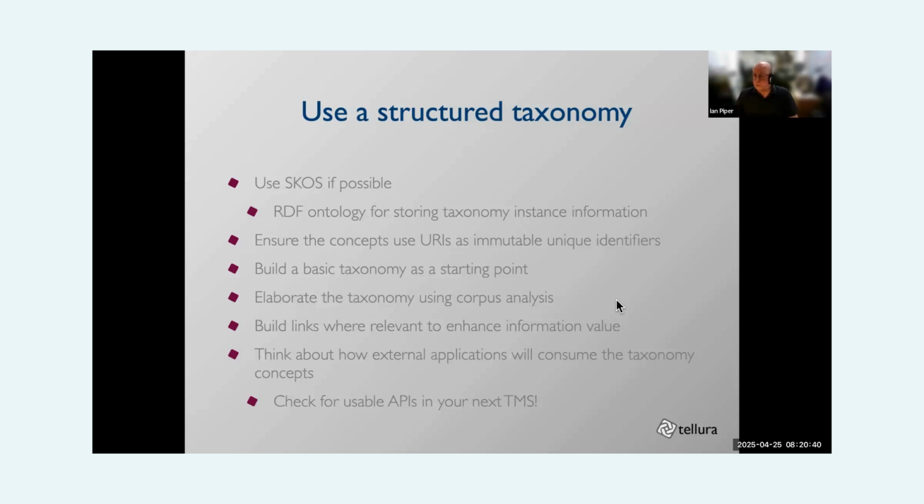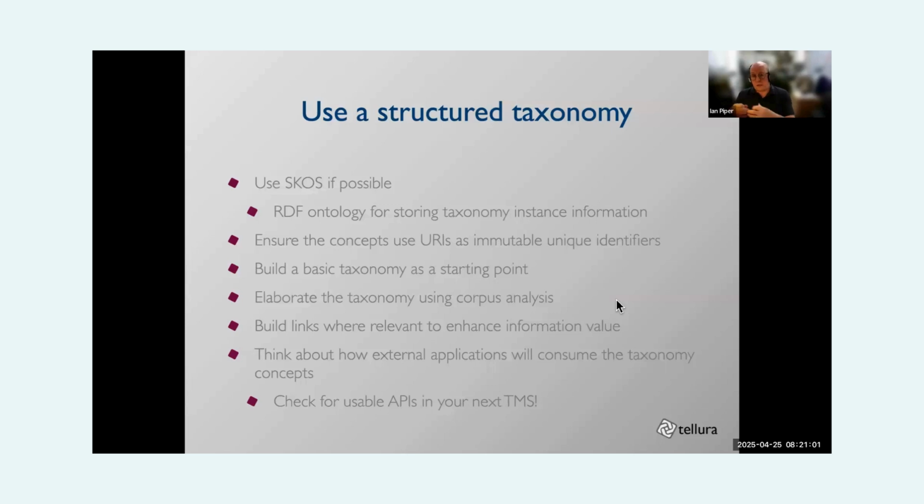And when you create a taxonomy, you're creating instance information based on the SKOS ontology. A SKOS taxonomy will contain URIs as immutable unique identifiers. And that's really important because it's the handle by which you get hold of a taxonomy concept in the future. And it's how you build the content graph. Being an RDF graph, it links URIs together.